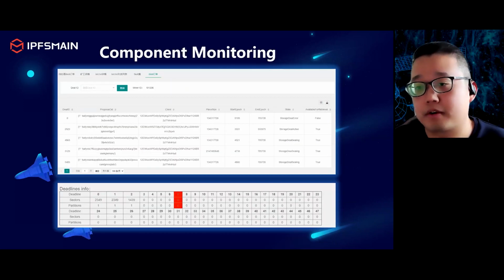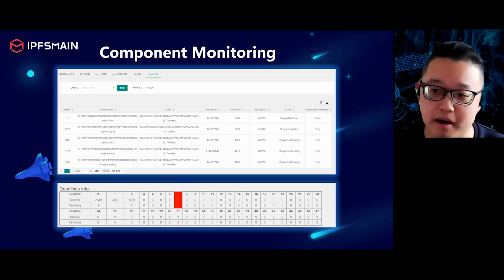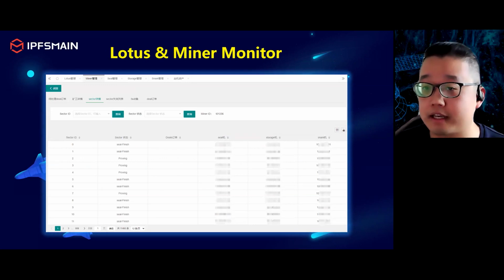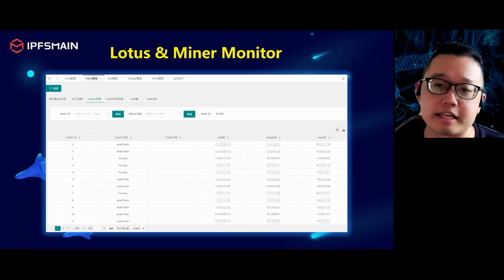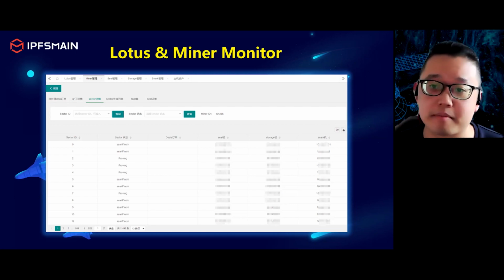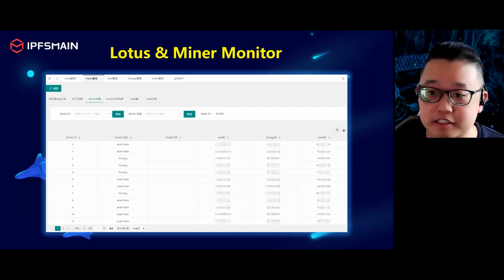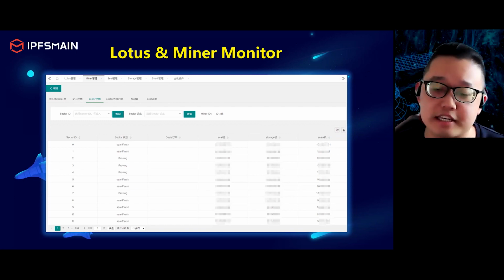The component monitoring system provides comprehensive monitoring of the health status of components like Lotus, Miner, Seal, Storage, Snark, and WindowPOST. Lotus Monitor helps us with node synchronization and monitoring the mempool as well, in case our message is being stuck in the mempool.